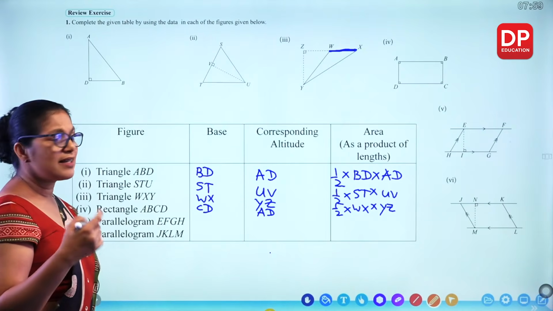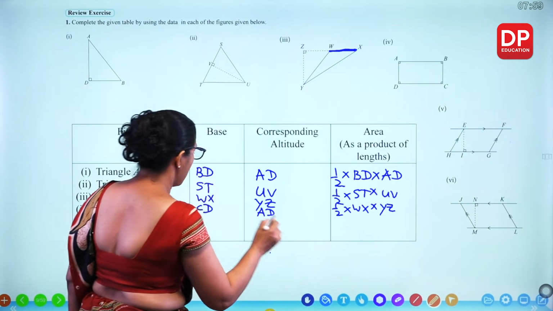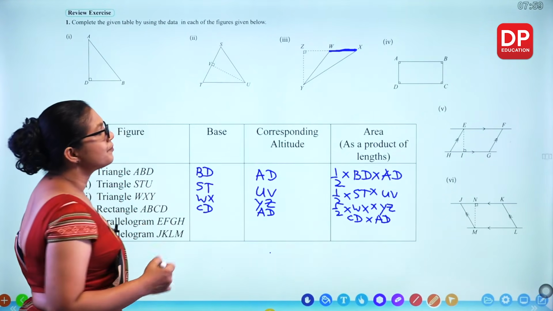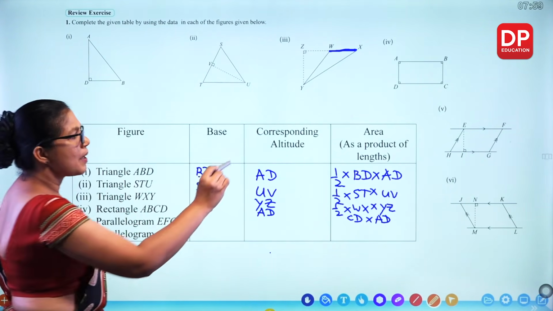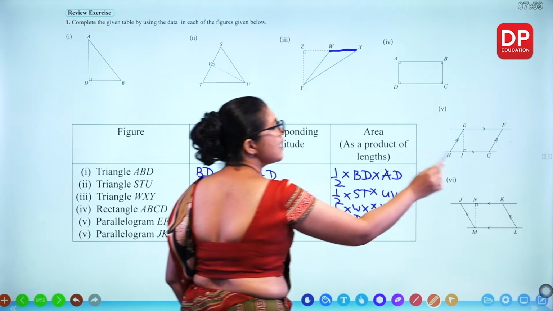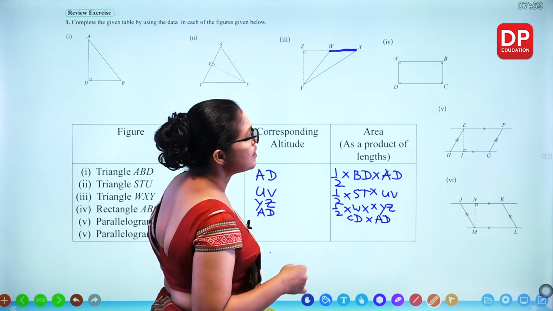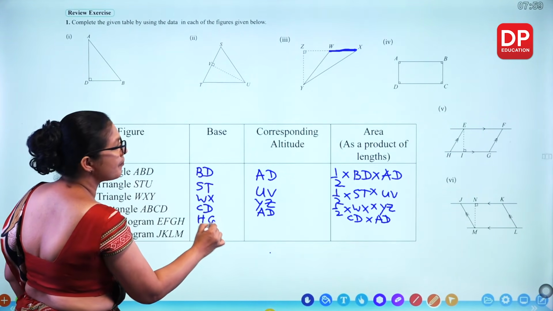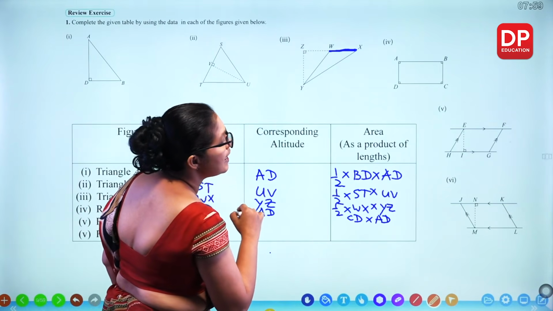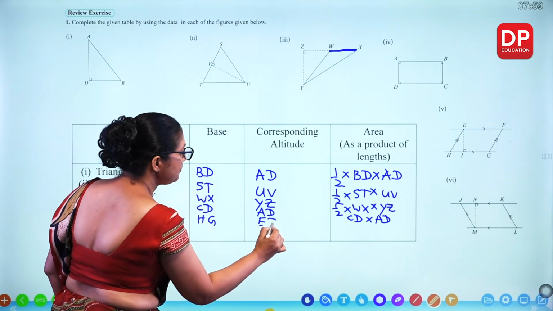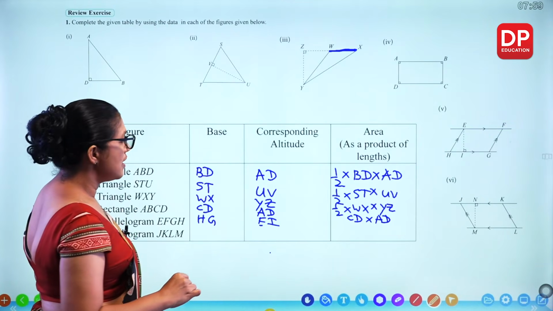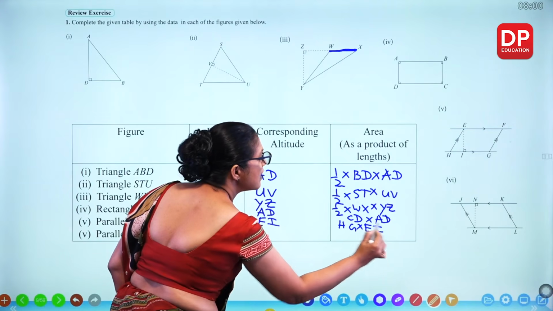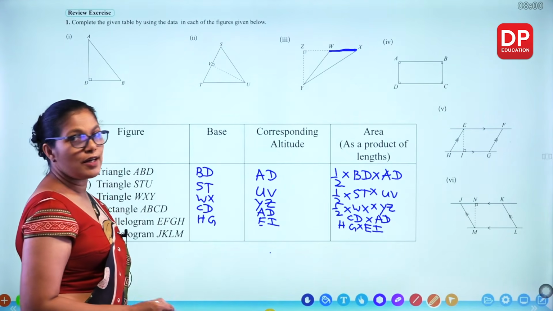Area of a rectangle or triangle is base times height. You can just straight away multiply CD times AD. Fifth one, a parallelogram. Base is given, HG. What's the perpendicular height or altitude? EI. I'll write HG as the base, then EI is the perpendicular height or altitude. When you multiply base and altitude, you get the area of the parallelogram.